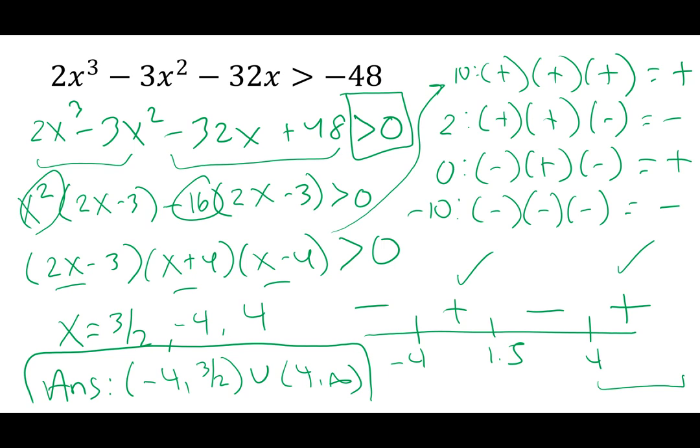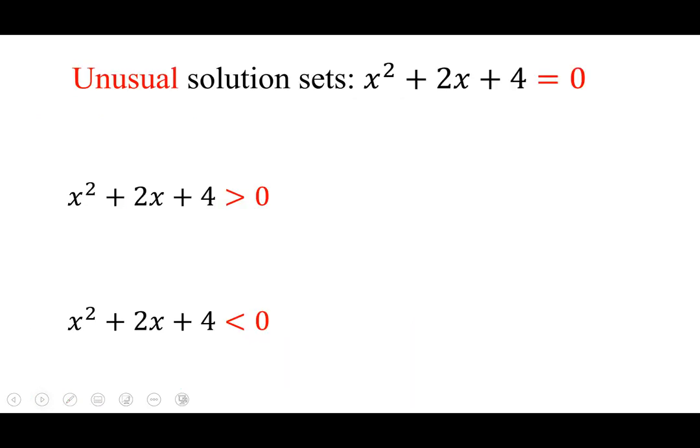So hopefully the concept itself makes sense. It's really just a matter of how good of a factorer you are and how good of a tester you are. Let's go ahead and then for a second talk about what I would call unusual solution sets. It's just something that you want to be mindful of when you get a slightly different looking answer. So consider the equation x squared plus 2x plus 4. Just so you're aware, it is not factorable. If you were to use the quadratic formula, you would actually get imaginary numbers.